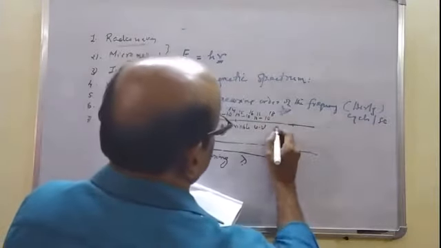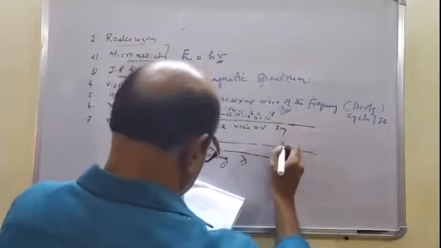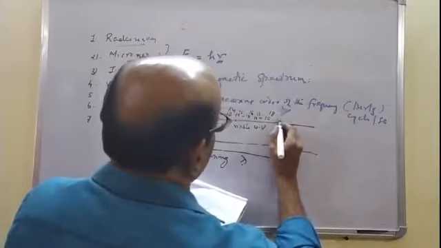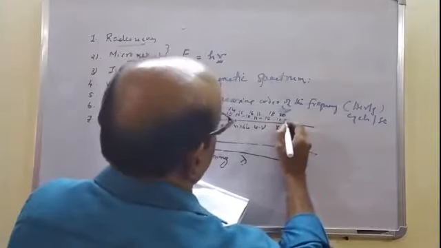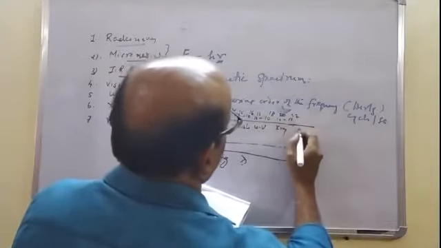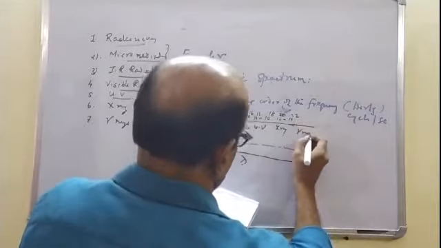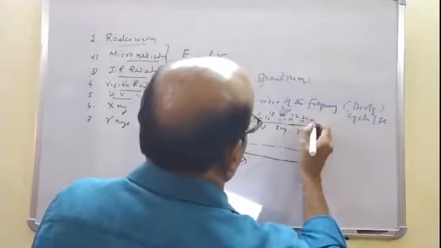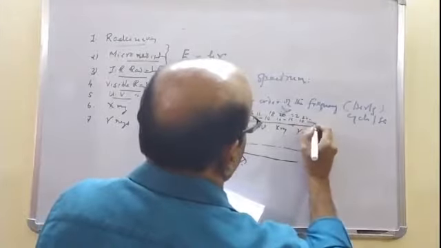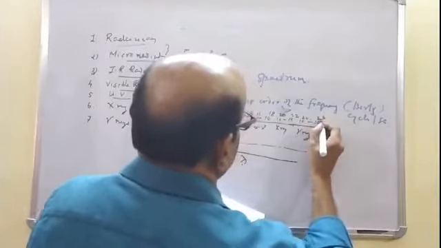And next comes our X-ray, more energetic radiation. X-ray comes to be about 10²⁰ to 10²², something like that. And beyond that is gamma ray, the radiation greater than that, up to 10²⁶ cycles per second.